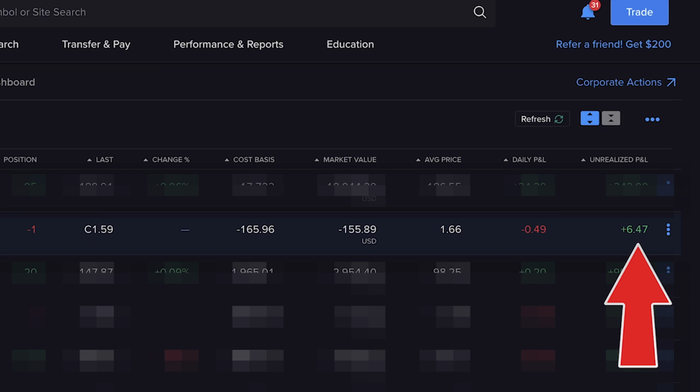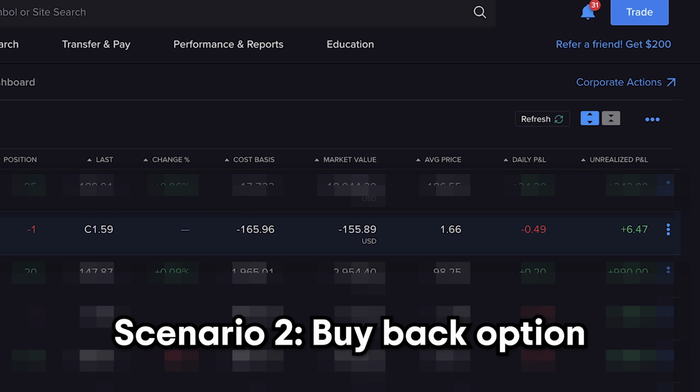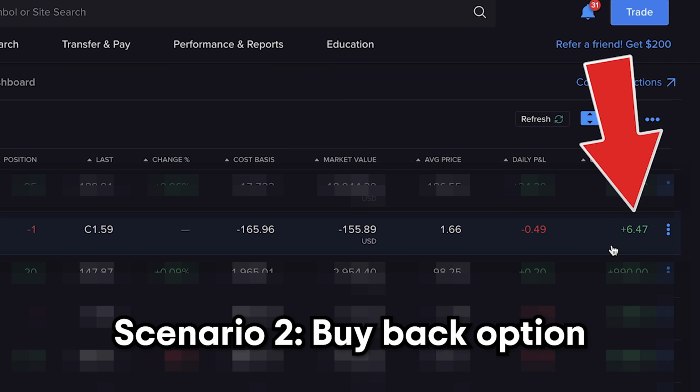What does this mean? I saw many people get confused about this, so let me explain. Scenario 1, if I don't do anything, whatever happens to this option doesn't affect me. So the $167 premium that I've collected stays with me. Scenario 2, if I decide to buy back the option and close the contract, I will now have to pay its current market value, or $155.89 to buy back the option, which means that my profit would be $6.47.